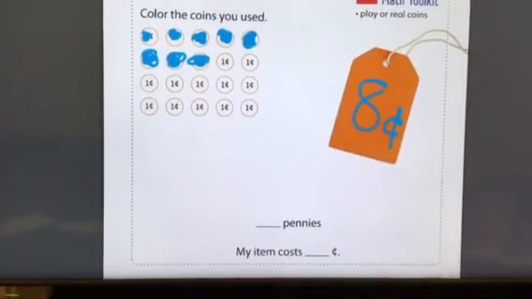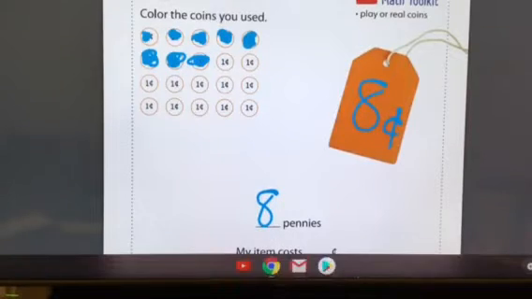Down here, it says blank pennies. How many pennies did we give the person at the store? 1, 2, 3, 4, 5, 6, 7, 8. 8 pennies. So on the line, you're going to write 8. And if we give them 8 pennies, that means that my item costs, we look at the price tag, or we know 8 pennies is the same as 8 cents.